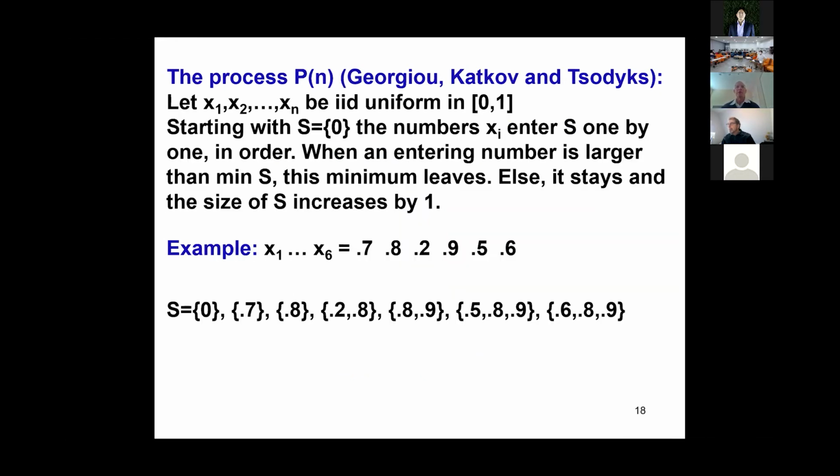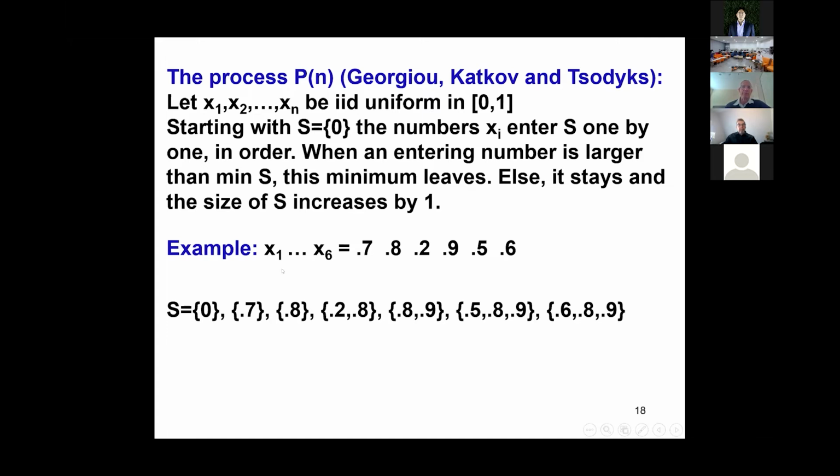So here is a process. It was suggested by Georgiou, Katkov, and Tsodyks. We have again this x1, x2 up to xn IID uniform in 0, 1. And we start with S, which I'll call the memory for reasons that maybe I'll explain at the end. So S at the beginning contains only 0. And then the numbers xi enter S one by one in order. Whenever a number that enters is larger than the minimum of S, then the minimum leaves. And if the new element is the minimum, then it stays and the size of S increases by 1.